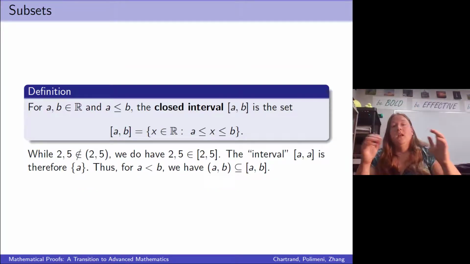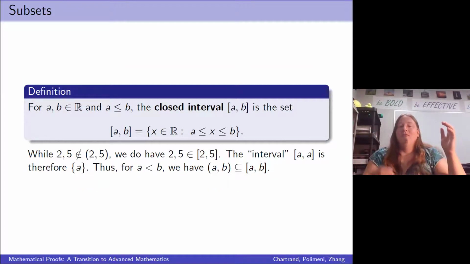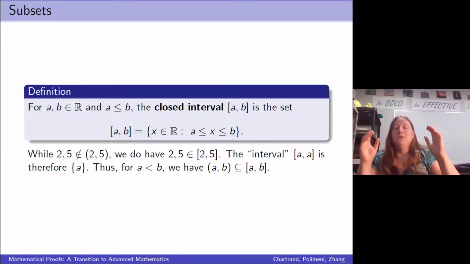If we're going to have open intervals, we've got to have closed intervals also. For closed intervals, we use square brackets, hard corners, and that's saying that we're going to include the ends.